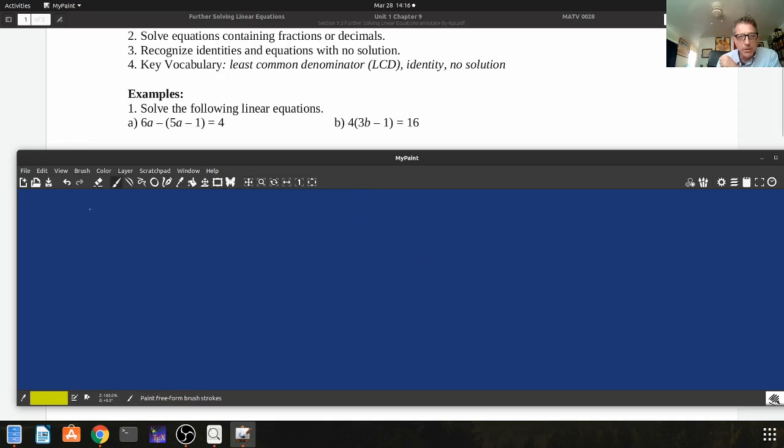So our second one is 4 times 3b minus 1. If you're watching this at home, one of the niceties of doing this by video is you can literally pause the video right now, and I suggest you try to work this problem out on your own. And once you're done, you can unpause the video and watch how I work it.